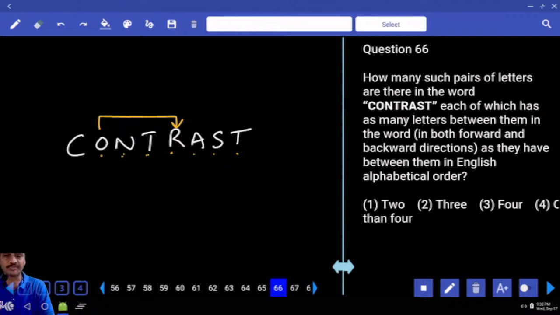A, B, C, D, E, F. R, S, T, U, V. T, no letter more than this. N and O, there is another pair. And how many pairs are there altogether? 3. That is the given choice for question number 66.